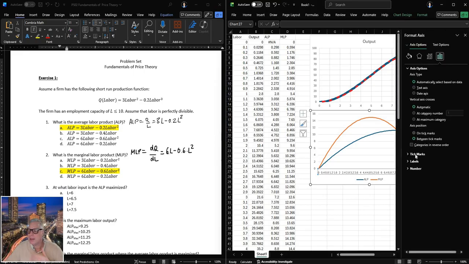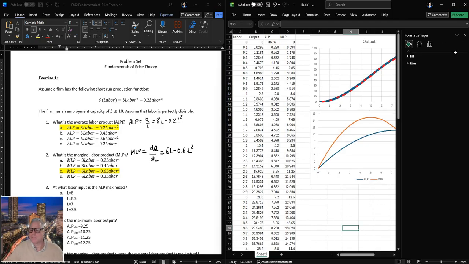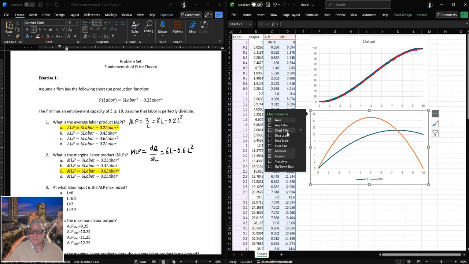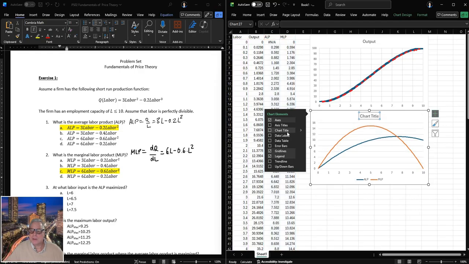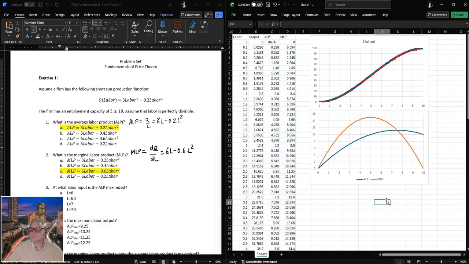So format axis on tick marks. Let's spread that out a little bit, also the labels. And we add again the vertical grid line. Chart title, grid line, vertical. Okay.